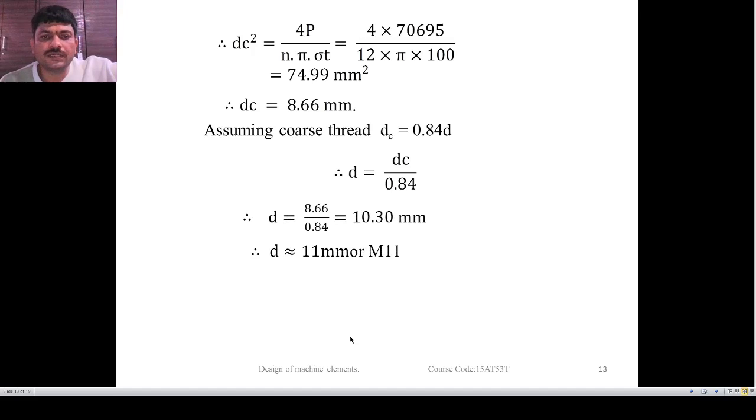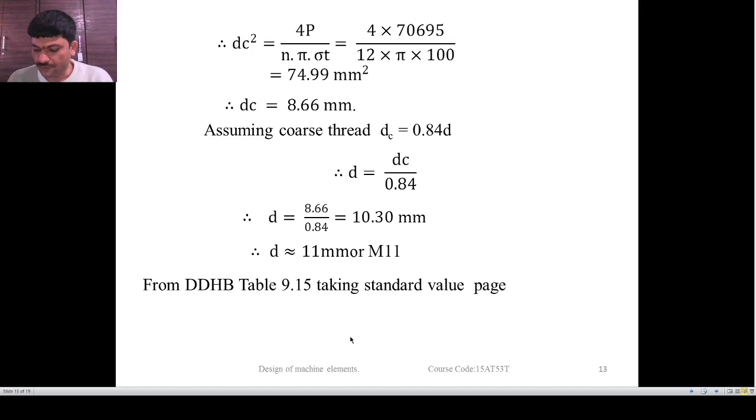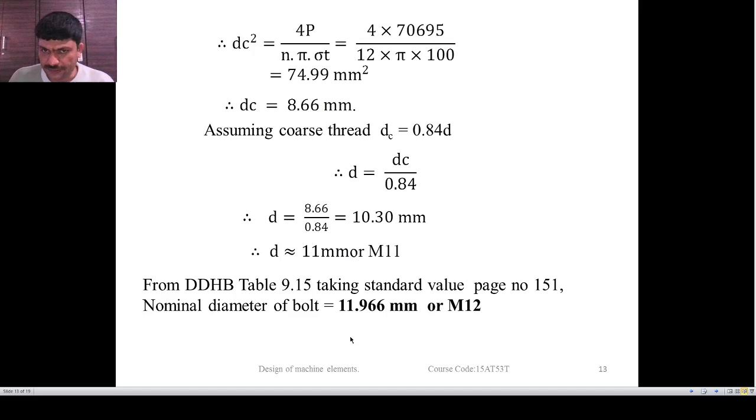So otherwise you can write it as M12, or you can use the design data book, table 9.15. From that, for 10.30, so the nominal diameter of the bolt is M12. This is about this problem.